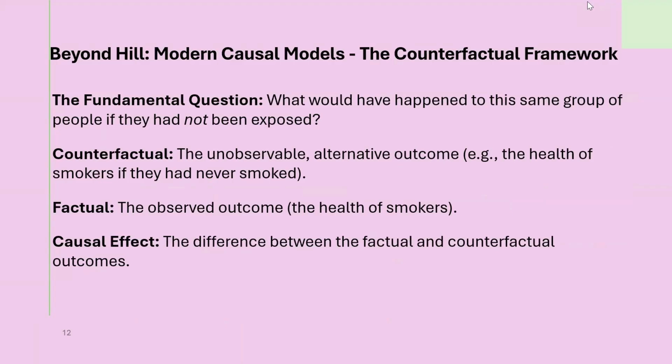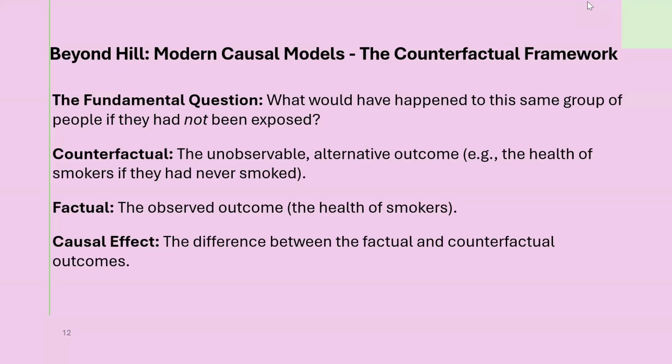Okay, so moving beyond Hill's criteria, some modern causal methods like the counterfactual framework have also been developed. And this is based on 4 parameters. First of all is the fundamental question. We ask, what would have happened to the same group of people if they had not been exposed? So if we're able to answer this question, that can begin to lead us to know if that exposure can be said to have a causal effect on the outcome.